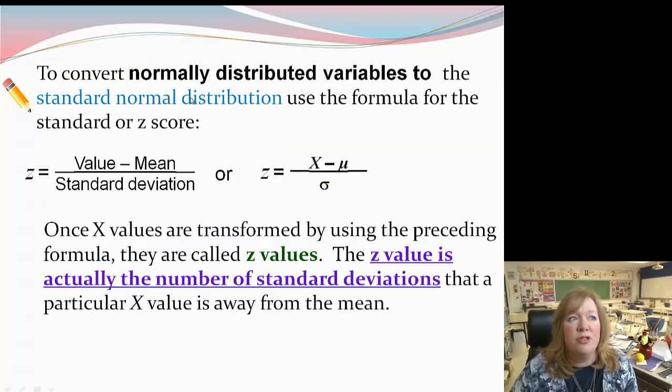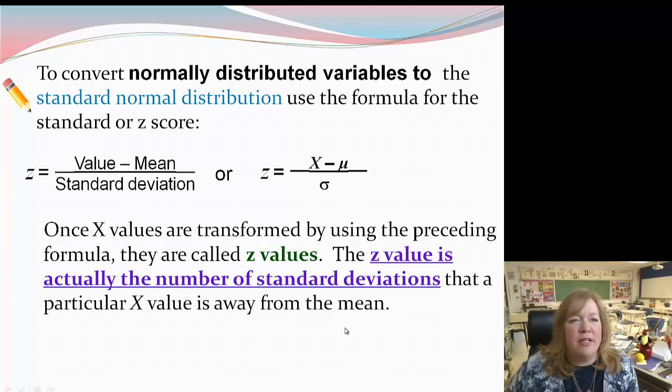So to convert normally distributed variables to the standard normal distribution, you can use this formula. Your data value minus the mean over your standard deviation, or z equals x minus the mean over the standard deviation. So this is mu and this is sigma. Once x values are transformed using the preceding formula, they are called z-values. I'm not speaking German here, z-values. The z-value is actually the number of standard deviations. Keep that in mind. Z-value, standard deviation, it's the same thing. That a particular x is away from the mean. Positive means it's to the right of the mean. Negative means it's to the left of the mean. Easy. You guys can get this stuff.